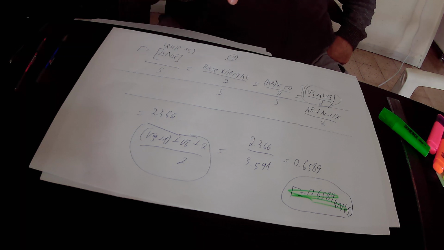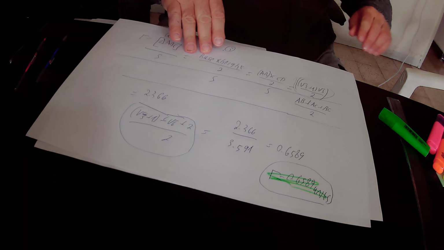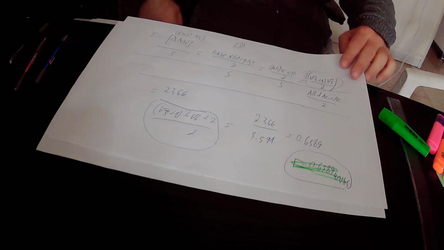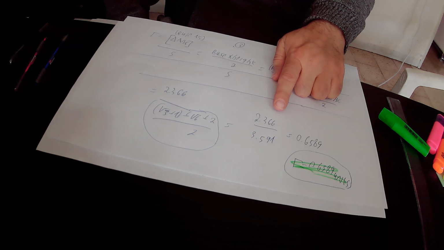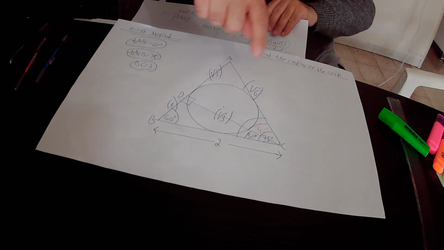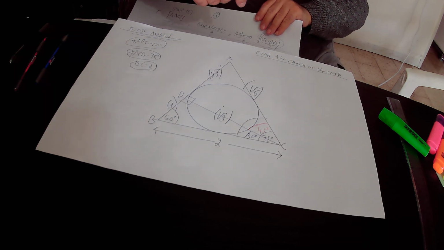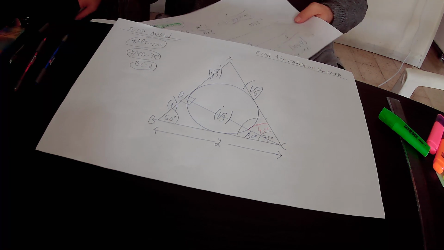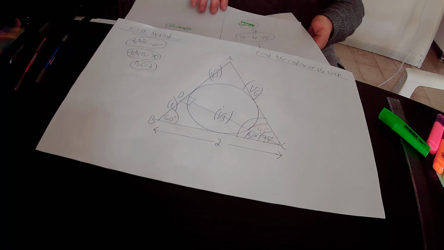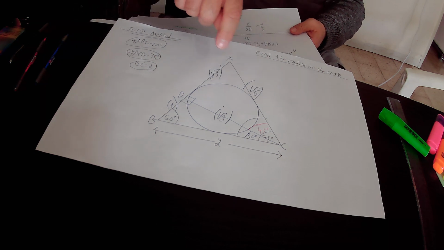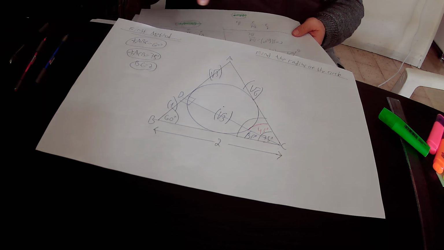So in total, the radius R of this circle, the radius that we are looking for, equals 2.366 over 3.591, that is actually 0.6589 units. So the radius R of this circle equals 0.6589 units. We finished with the first method. In the next step, I will present to you how to find the radius of this circle that is described by triangle ABC according to the second method.